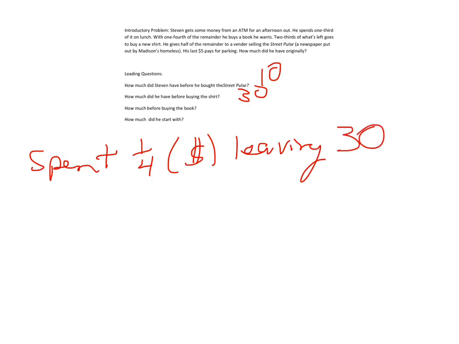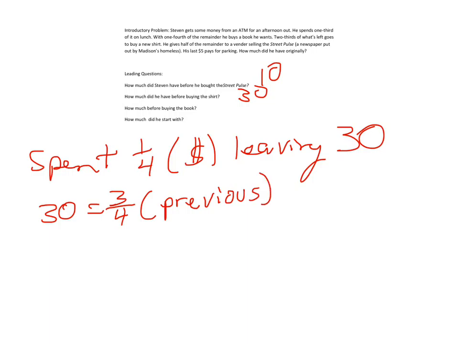Very often students will say, oh, he spent 1/4, leaving 30, so he must have had 4 times 30, 120. But that's not right. If I spent 1/4, what I was left with was 3/4. So I can think of it as an algebra problem. 30 equals 3/4 of what I had before, and solve that equation.